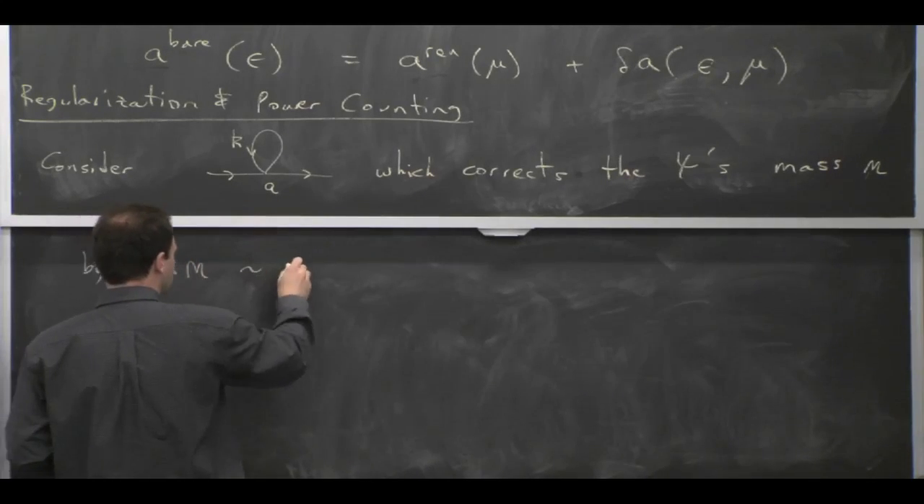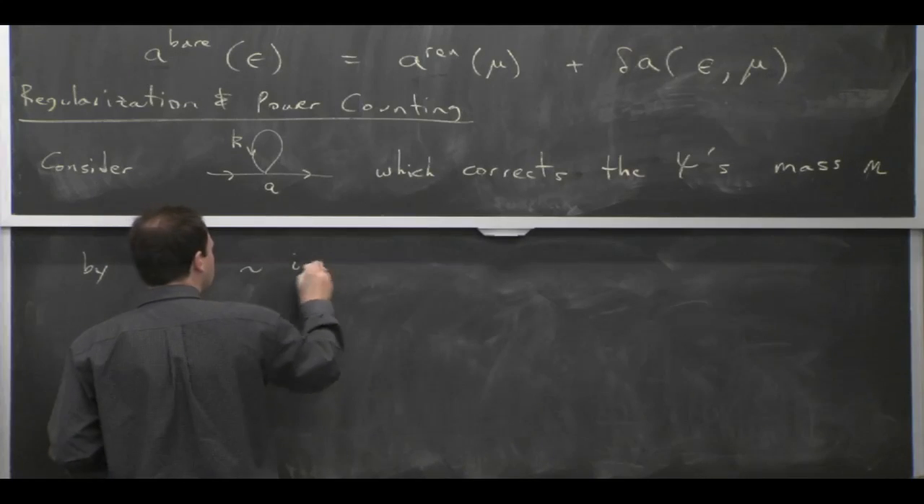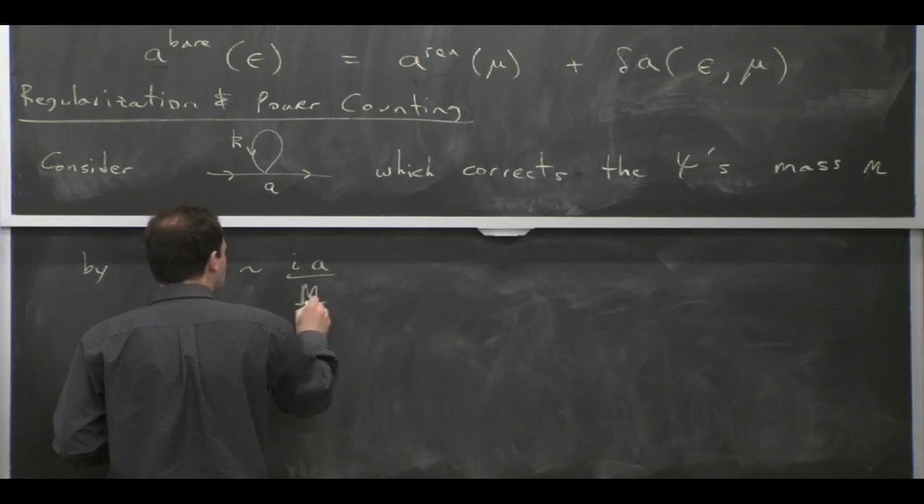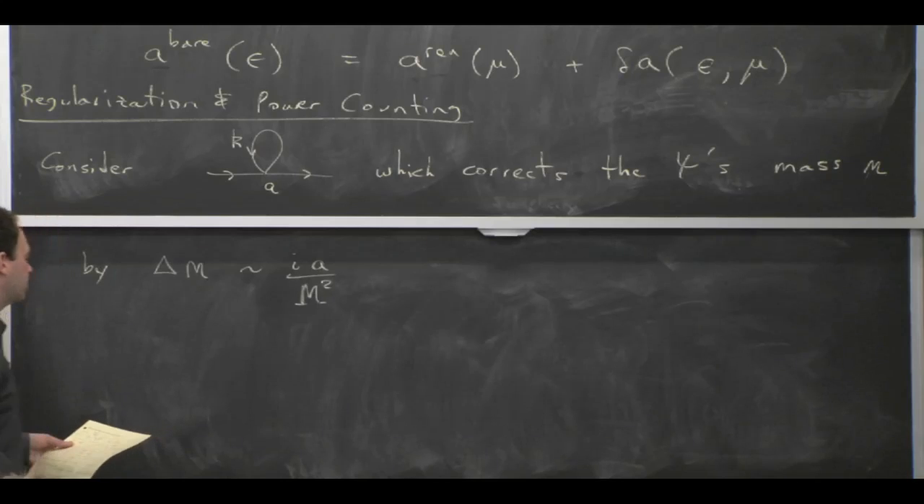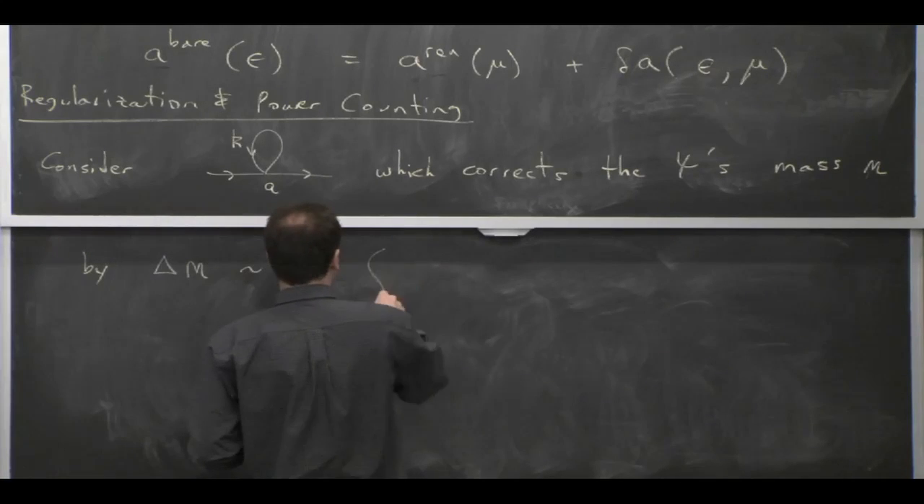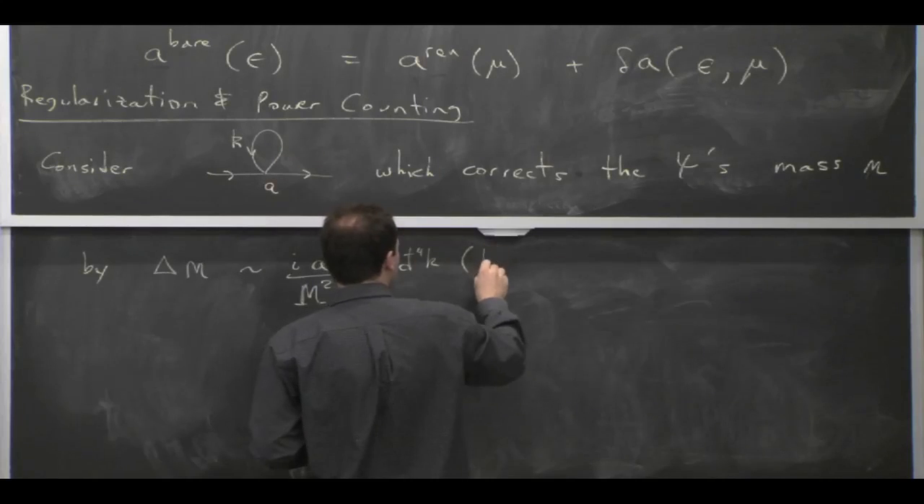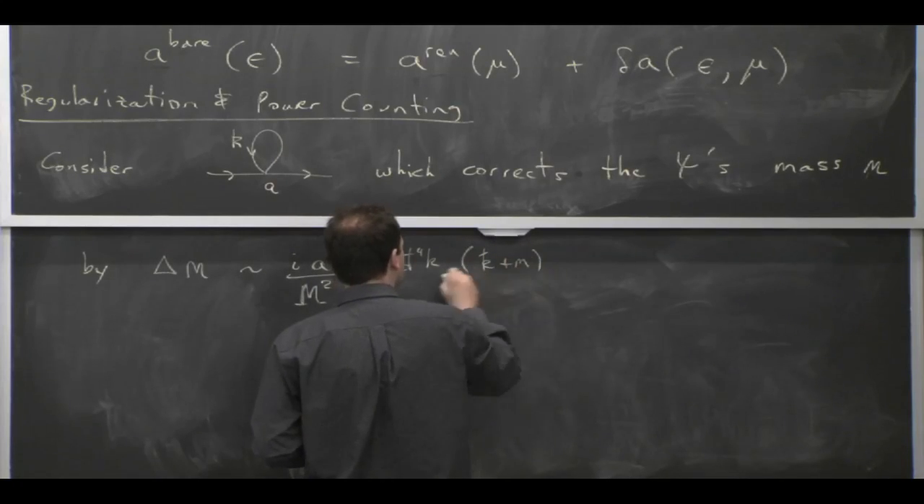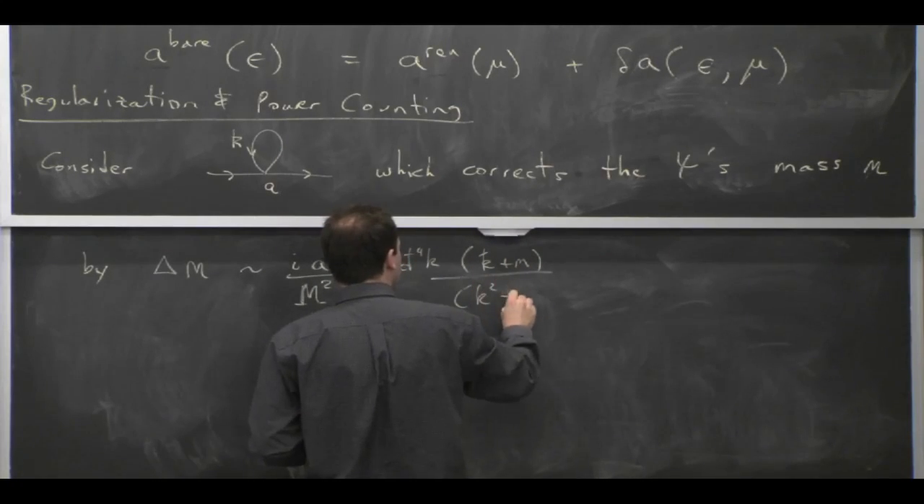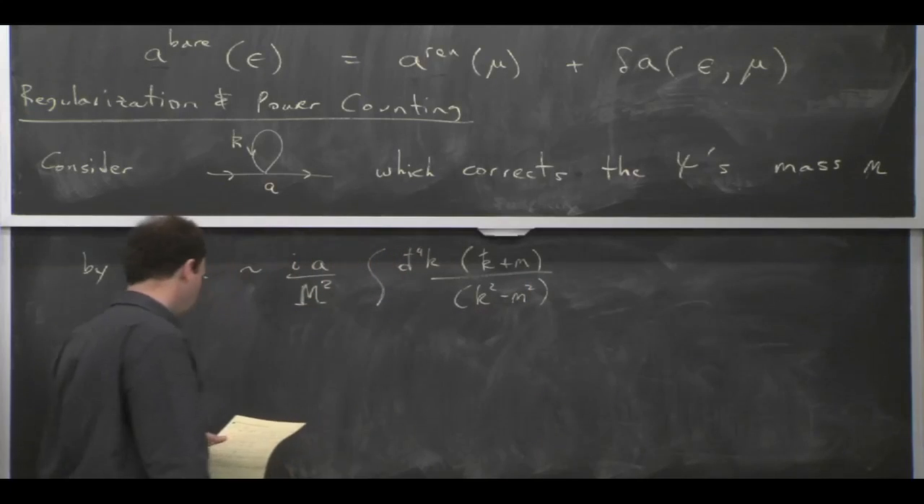I'm not going to worry too much about the overall prefactor. This operator came with an a over m squared. And then there's a loop integral. There's a fermionic propagator, so that's a k slash plus m over k squared minus m squared.